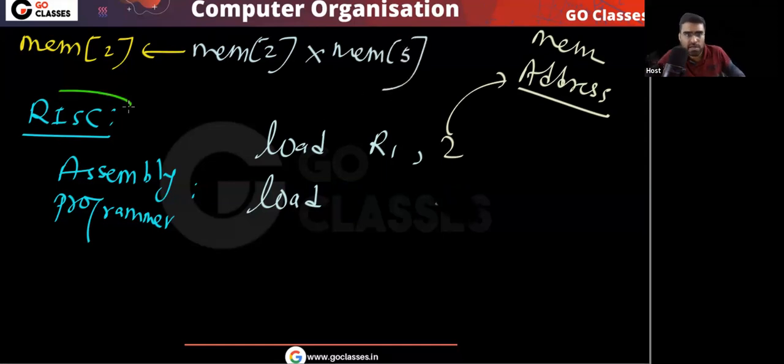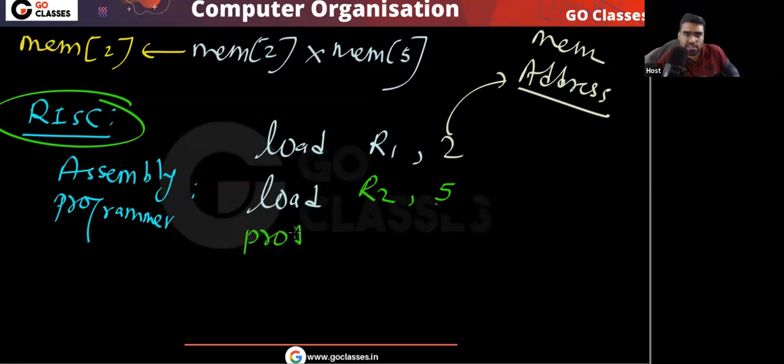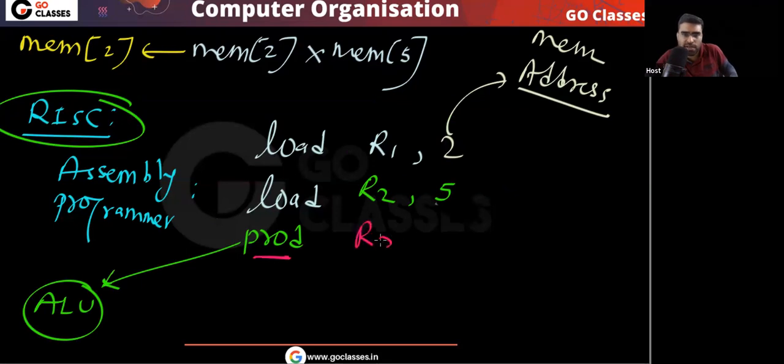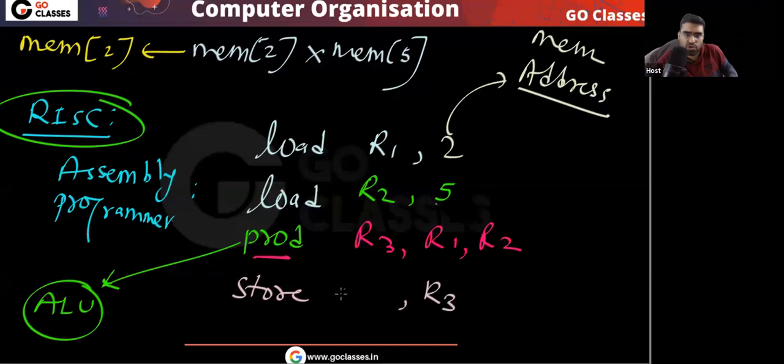So what you will do is very simple. In the RISC computer, the assembly language programmer will load whatever data you have at this address into R1. Then whatever data you have at this address, you will load into R2. Then you will do the multiplication. For simplicity, let's say product. The ALU will do the product of R1 and R2 and store it in R3. And then you will store this result in memory location 2. Is this clear?